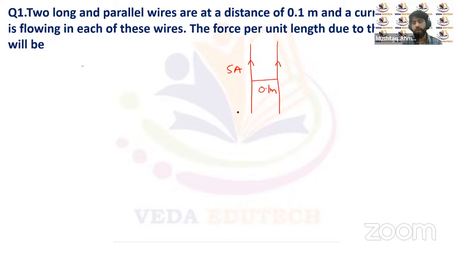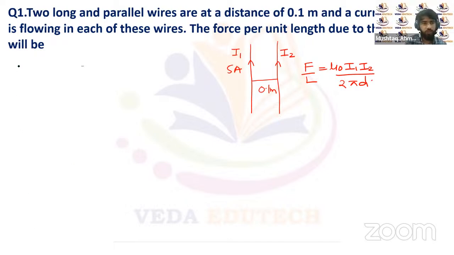We know that parallel currents attract each other and anti-parallel currents repel each other. Let's suppose I1 and I2 are the currents flowing through the two wires. Then the force per unit length between them is mu naught times I1 I2 upon 2 pi times the distance. If the two currents are parallel to each other, the force will be attractive, and if the two currents are anti-parallel to each other, the force will be repulsive in nature. So the force per unit length is given as mu naught I1 I2 upon 2 pi d.